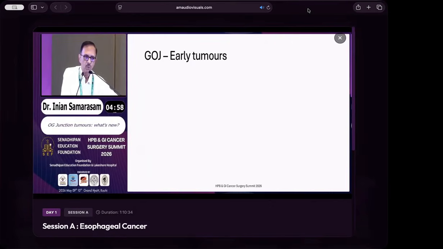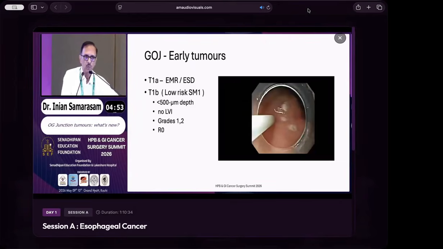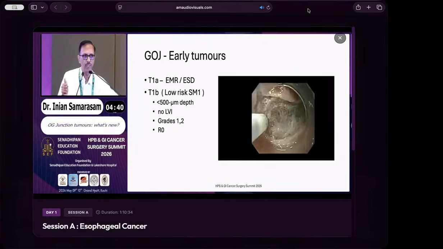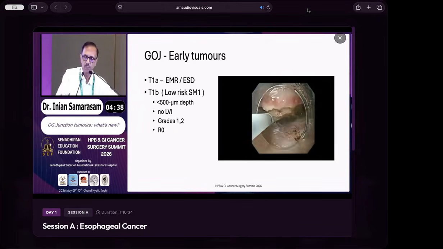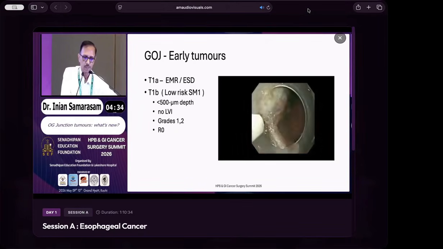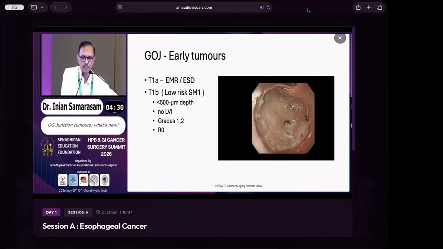Next, moving on to the early tumors. We know T1a is mucosal disease, T1b is submucosal disease. And we know that EMR or ESD in particular is used for the early disease. So if you have T1a or T1b SM1 disease, then this is the treatment of choice. This is because the nodal burden here is less than 10%.